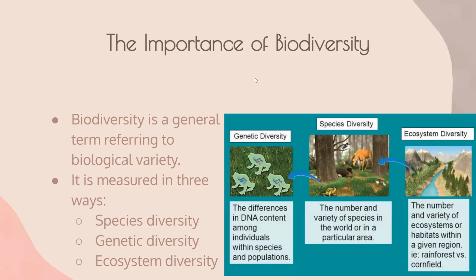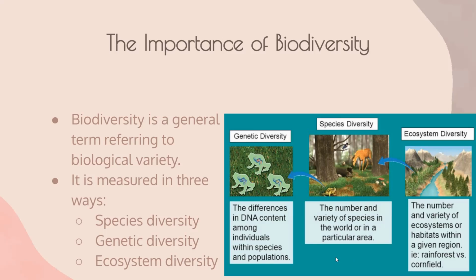So first of all, biodiversity in a general sense refers to variety, to biological variety. And you may think of it in terms of the number of different species on Earth, because that is how we usually discuss biodiversity. And that is one of the ways that it is measured. So species diversity, and that's in the middle of my image here. So the number and variety of species in the world or in a particular area.